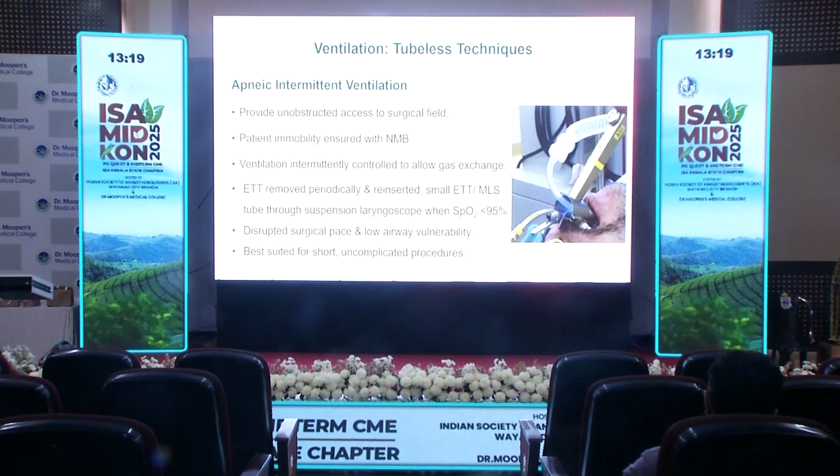For this, you do not have to use a laser tube. You can use a small normal endotracheal tube or an MLS tube, which is passed through the suspension laryngoscope whenever the SpO2 falls below 92. The problem is that the surgical pace is disrupted and it has low airway vulnerability. It's best suited for short, uncomplicated procedures.